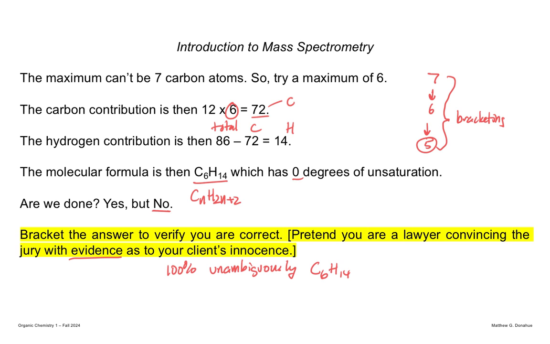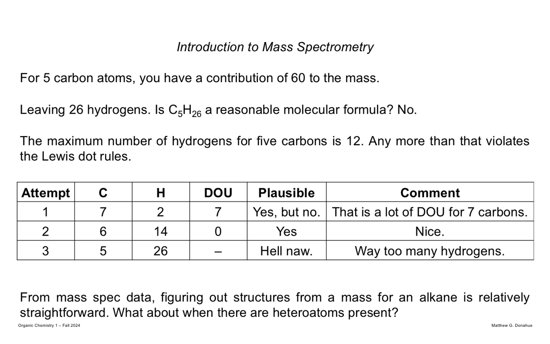And so if you start thinking of those terms, your solution is a claim. How confident in your claim are you? Yes, you can put an answer down, but do you have the evidence or data to back it up? So we went through 5 carbons. That gave the carbon contribution of 60. We ended up with 26 hydrogens. That's way too many, and so no, that's not a reasonable molecular formula.